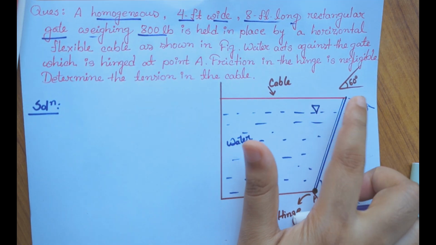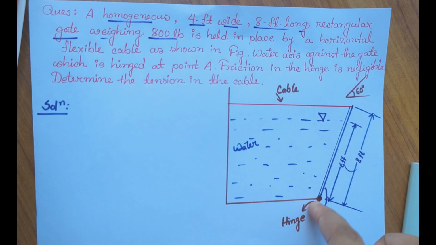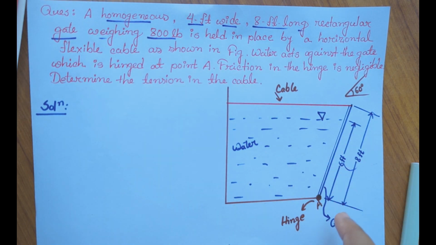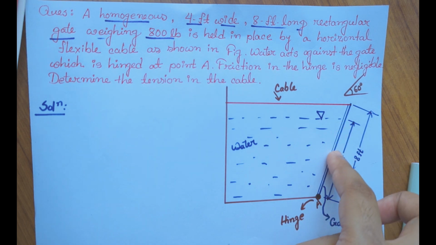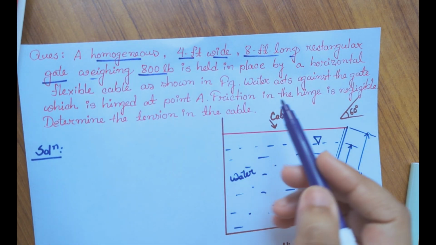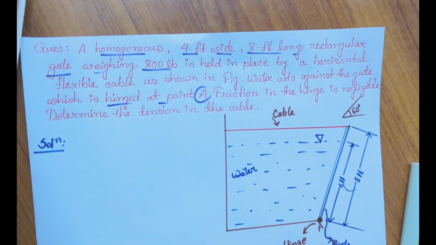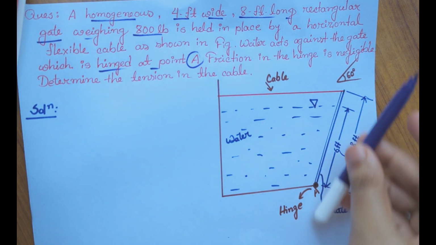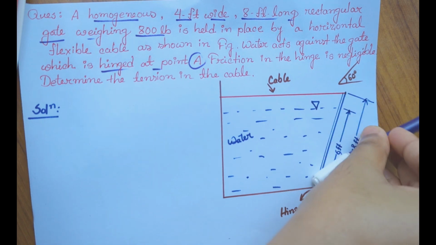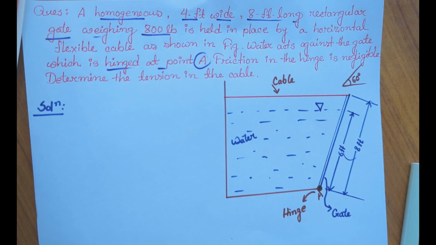This is a horizontal flexible cable and this gate is placed with this cable, and the weight of this gate is 800 lb. Water acts against the gate which is hinged at point A. This is point A, the gate is hinged here and it can move like this, and this is the water surface.